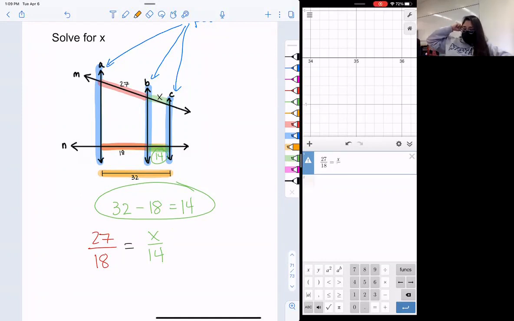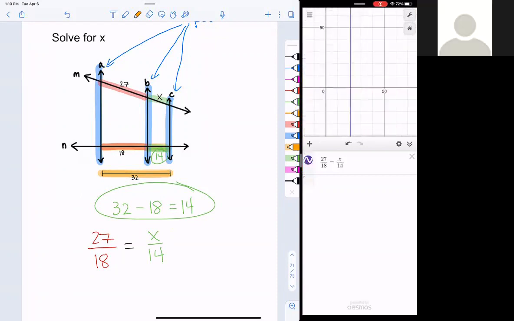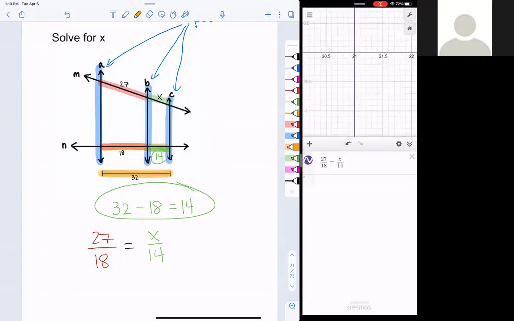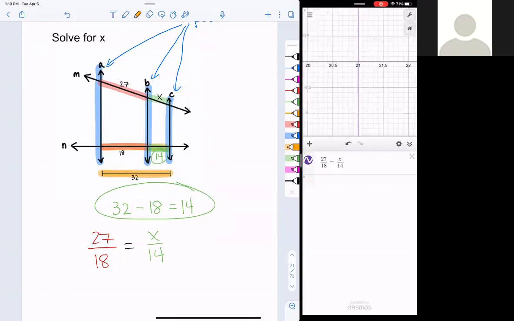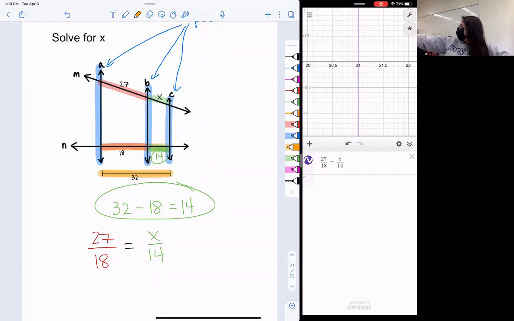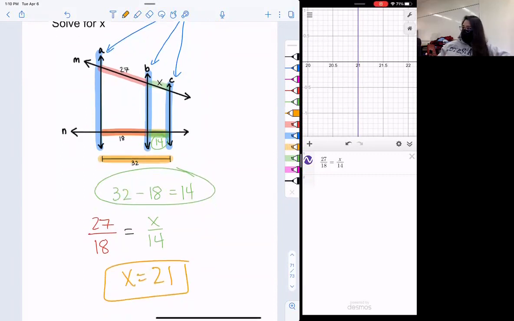Okay. Oliver, what'd you get? Let me do it, because I'm working on the same computer and it's hard to have Desmos open at the same time. All right, so look at my screen. What'd we get? I put it in Desmos for you. 21, very good. X equals 21. X equals 21. All right.